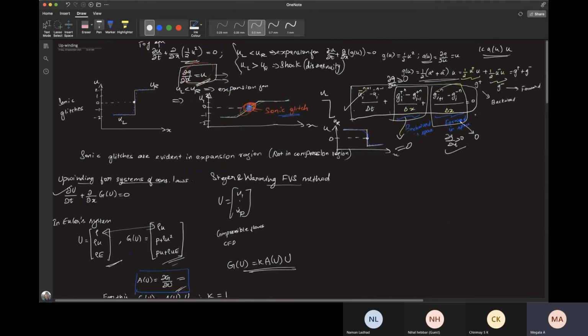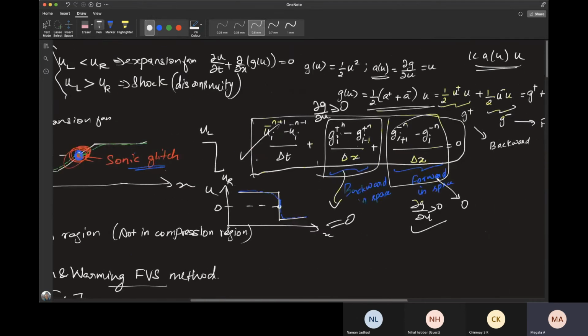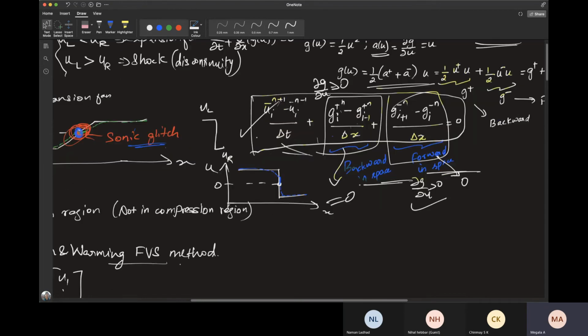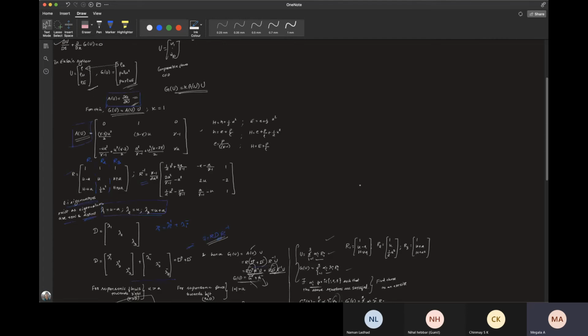Yeah, it's a first order upwind method, right? You have done first order backward differentiating and first order forward differentiating. You have not done second order things. All are first order operations. So you get a first order method.